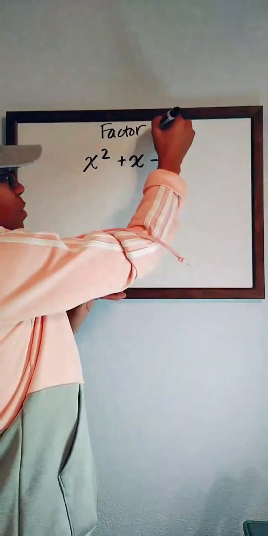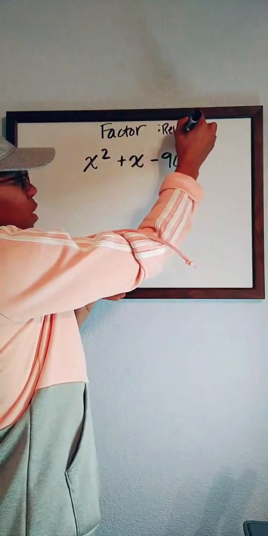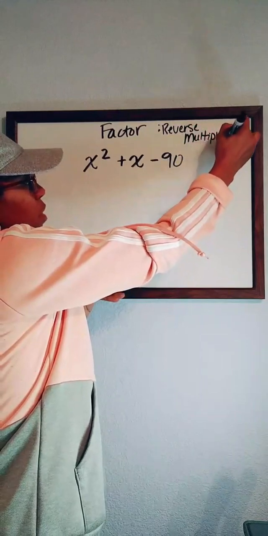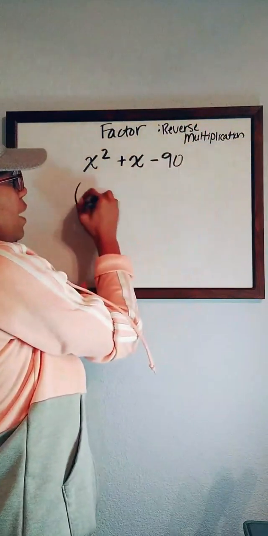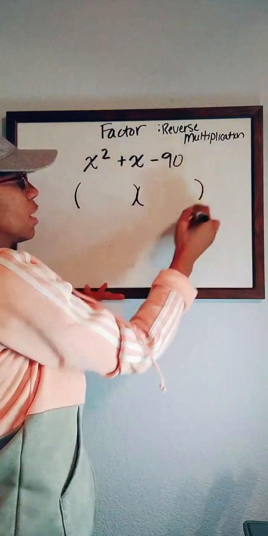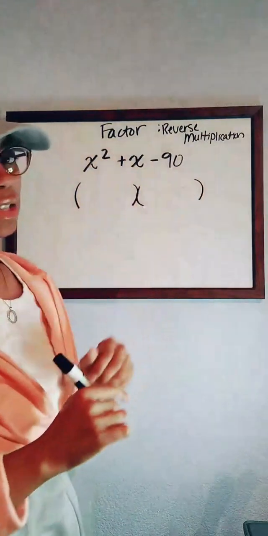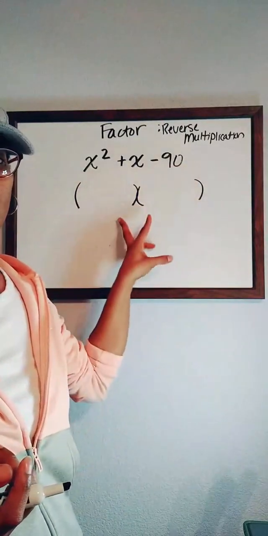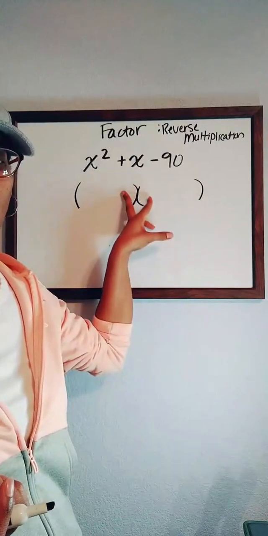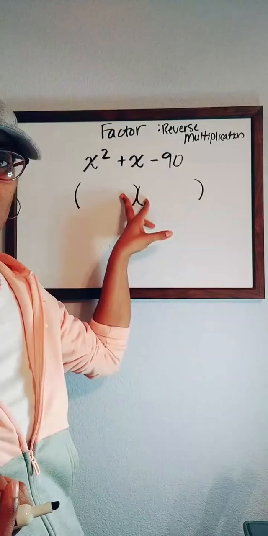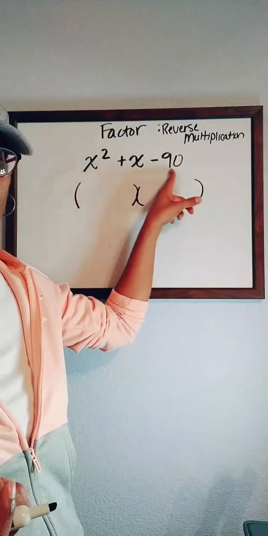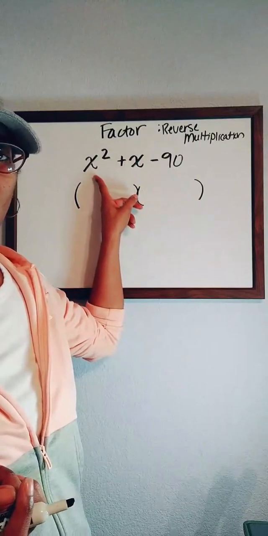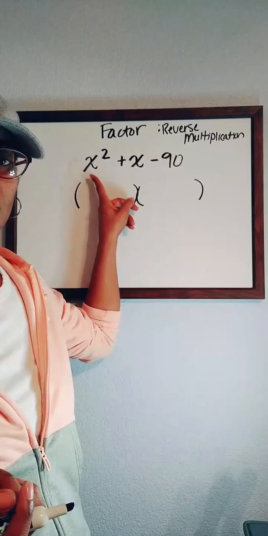So factor means to reverse multiplication. Remember, we had two parentheses. It says, what did I multiply to create this trinomial? That's what factoring is. I multiplied these two situations together to get this answer here. What do we multiply to get x to the power of 2? What did we multiply to get x squared earlier?